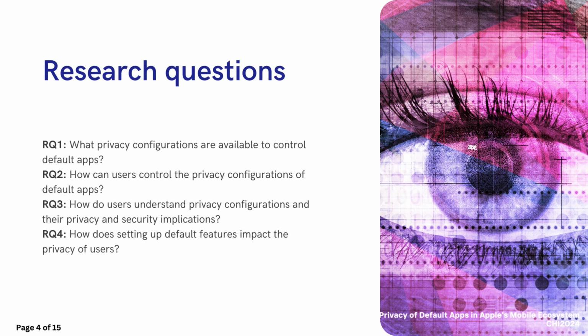To navigate the specific issues to default apps, we have the following research questions. In the first research question, we explore what privacy configurations are available to control default apps. Secondly, how can users control the privacy configurations of default apps? Thirdly, how do users understand privacy configurations and their privacy and security implications? Finally, how does setting up default features impact the privacy of users?